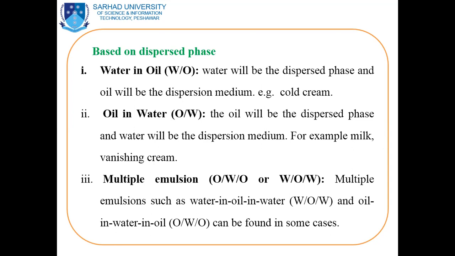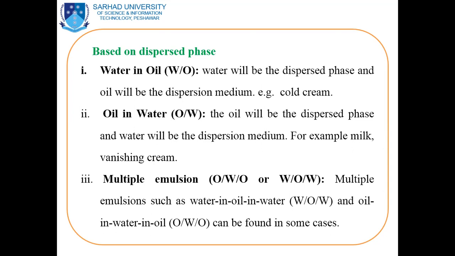The second class of this basis is oil and water type of emulsion. In this case, oil is the internal phase and water is the external phase. Oil droplets or globules are distributed in the water as dispersion medium. Milk is one of the most popular examples of this class of emulsion, and vanishing cream and shaving cream are other examples of oil and water type of pharmaceutical emulsion.